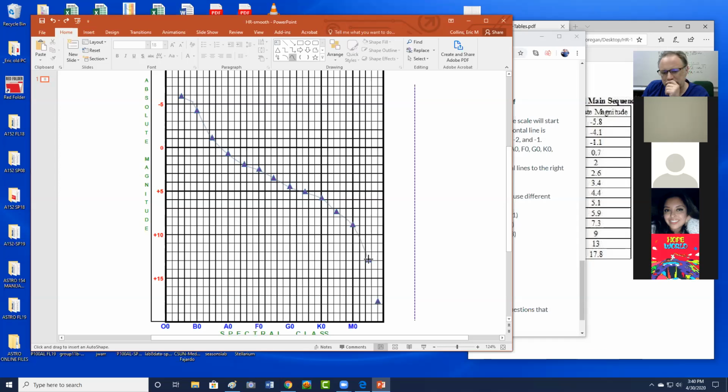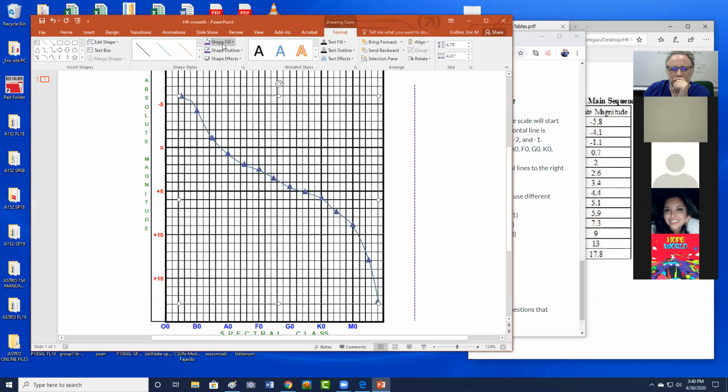Okay, will you make this a little curvy? You can see how it's supposed to kind of curve. Hey, stop, I'm done. Okay, well that didn't work as well as I thought it would, but okay, you do the thing, okay? And there's my main sequence. So that's the main sequence.